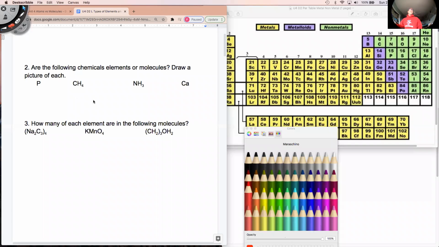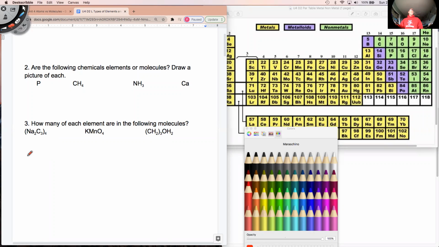So on this, let's take a look at how many of each element are in a molecule. Remember, a molecule is made up of more than one thing, so more than one element. So we have sodium, Na, and there's 2 of those. Remember, the subscript means there's 2. And then we have carbon, and there's 3 carbons. And then we have 4 of these. So let's work with these parentheses right here.